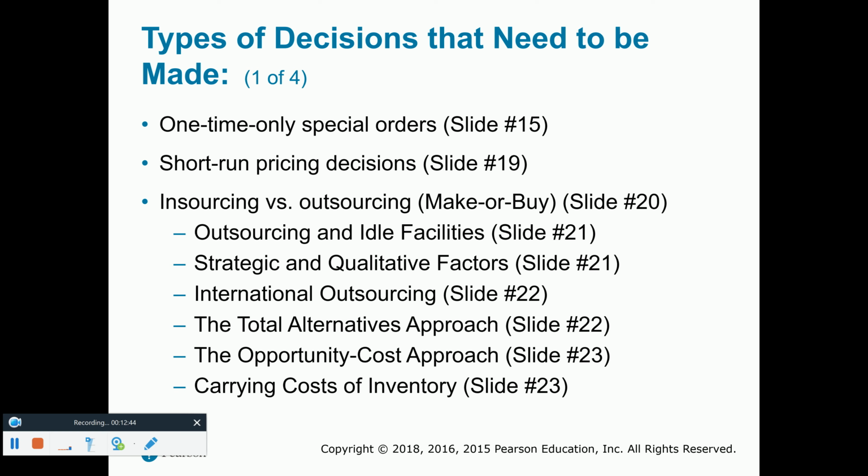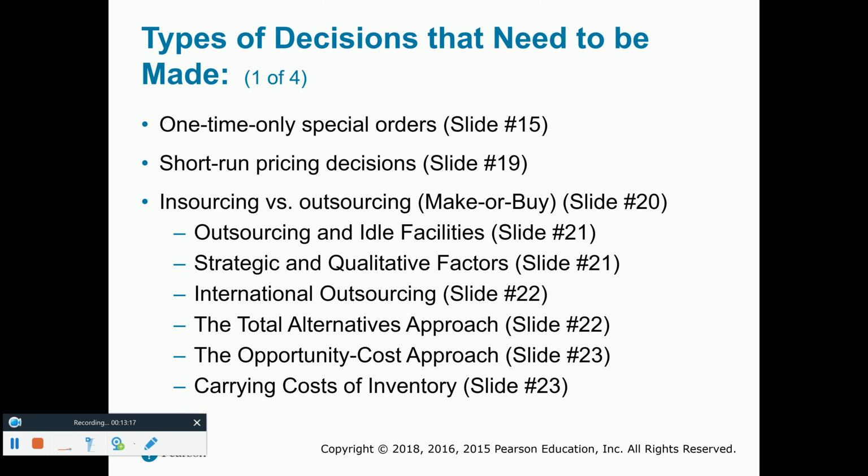And the first bullet point you see is a one-time only special order. Sometimes a company will work with their manufacturer on a one-time special order, which comes with a special price. Maybe it comes with special costs. That's something that the manufacturer would need to decide whether to accept that special order or not. Short-run pricing decisions: should we temporarily decrease our price to our customers?